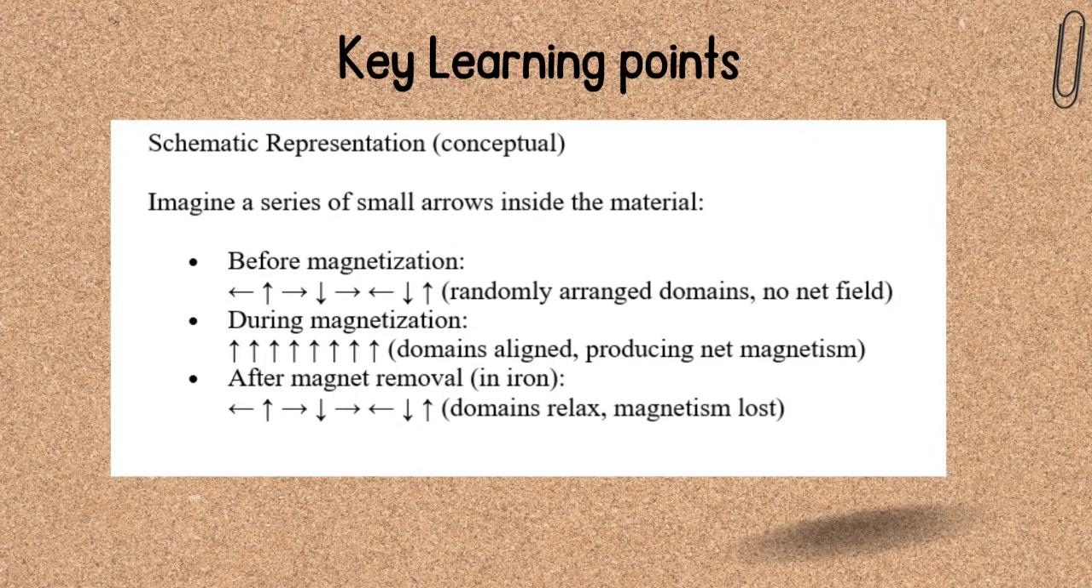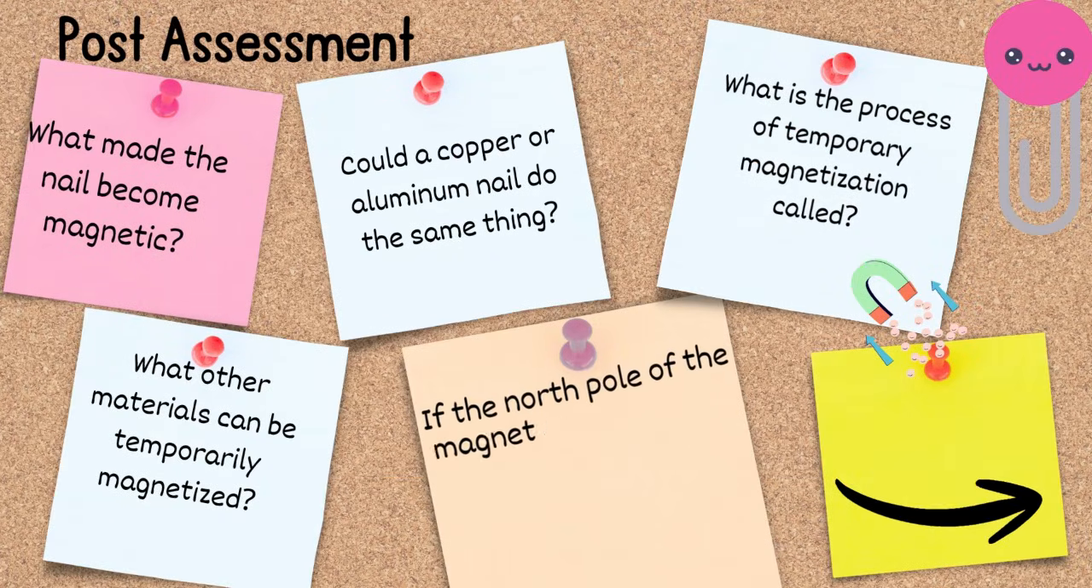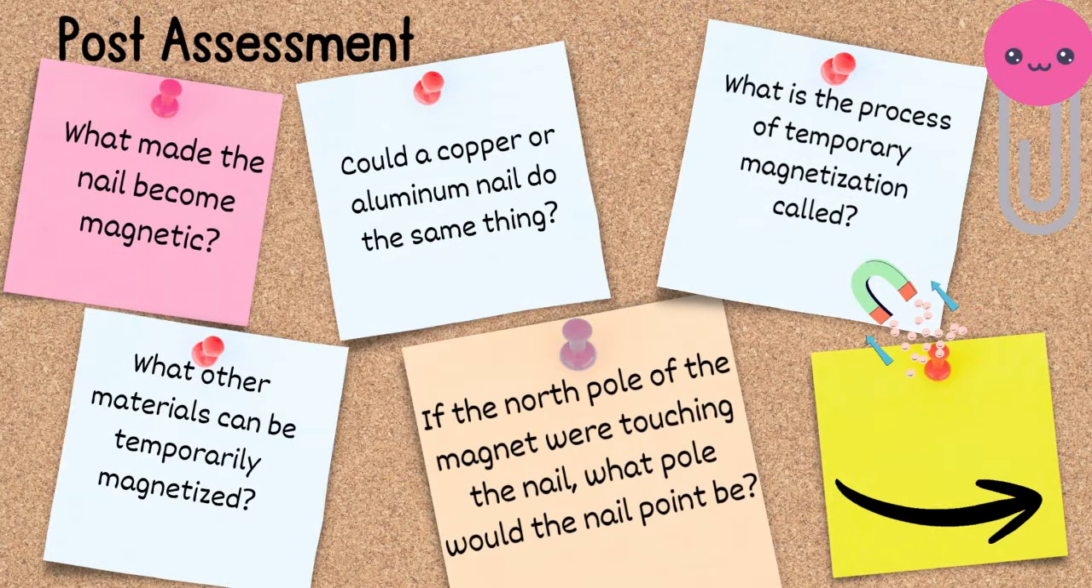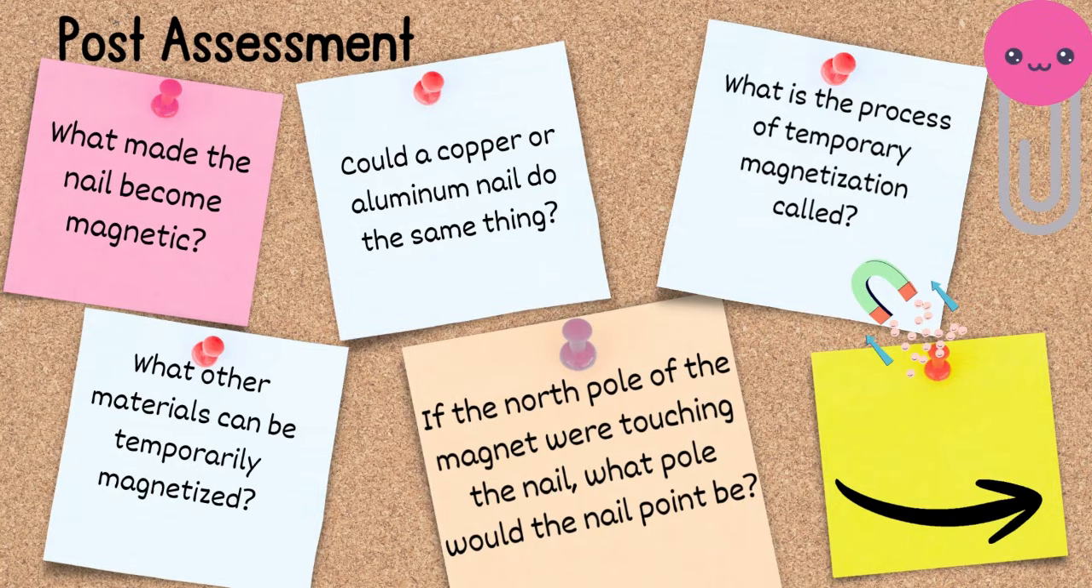I hope you have learned these concepts. Now please give your students some time for the post-assessment. Here are some questions. For example, what made the nail become magnetic? Think and answer me. Alright, the answer is a nail becomes magnetic because a magnet lines up the tiny particles inside the nail.